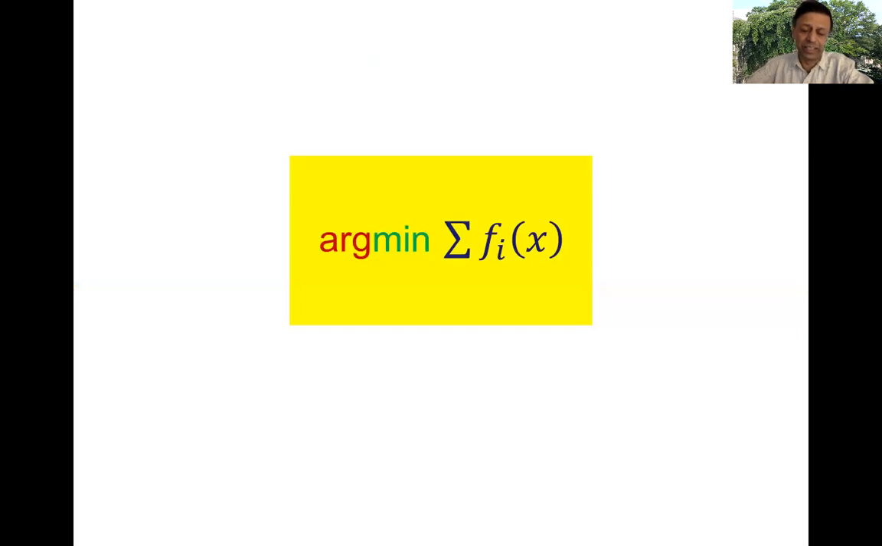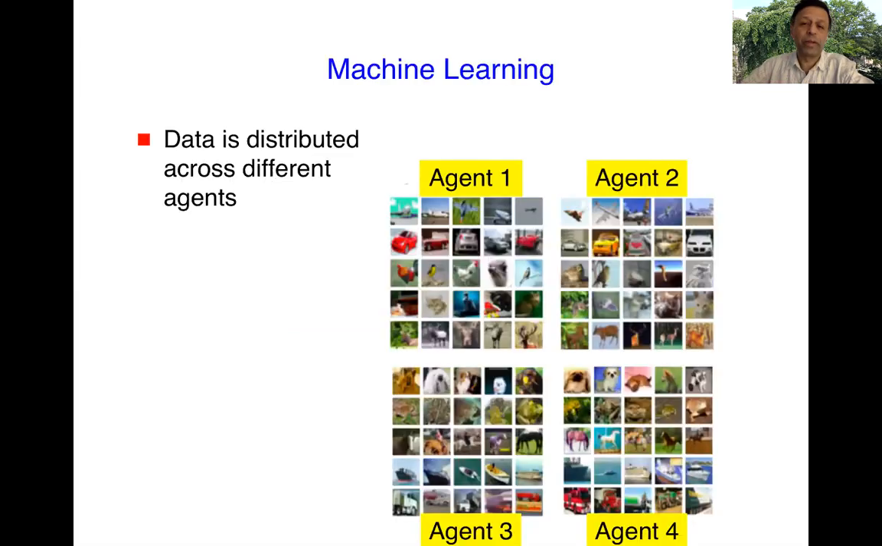So the desired solution in this case is perhaps the argmin of the summation of fi of x, where the summation is over all agents i. Argmin denotes the argument x that minimizes this total cost function. These kinds of cost functions appear in many, many different settings. Here is another example where it appears, in particular machine learning.